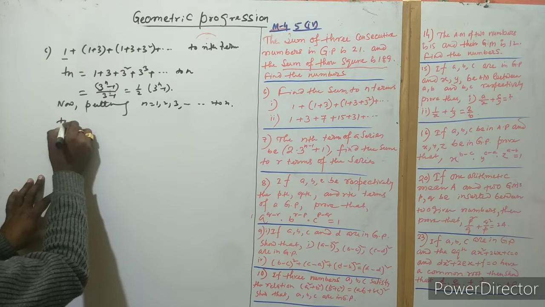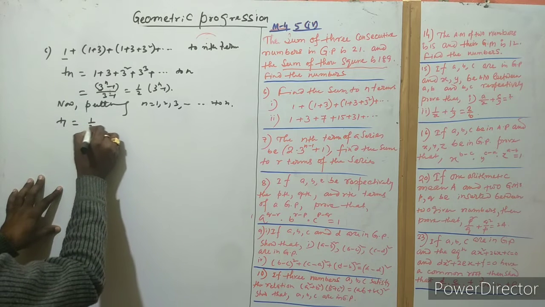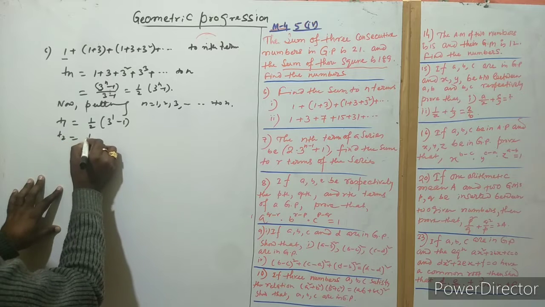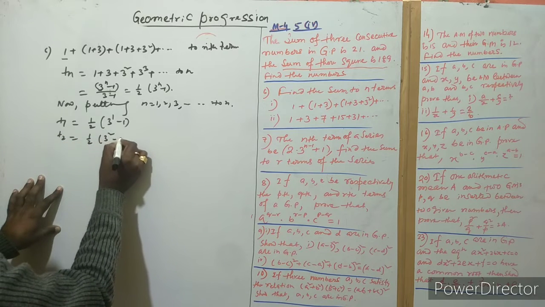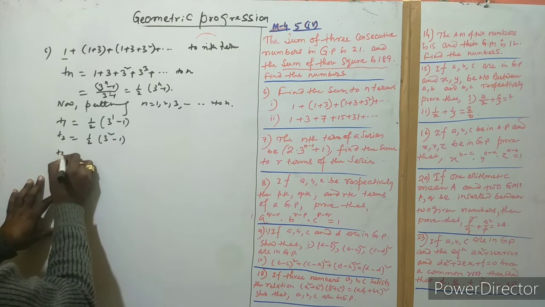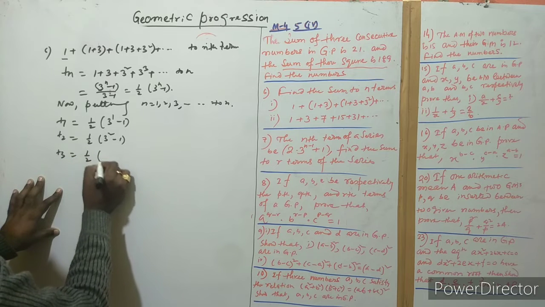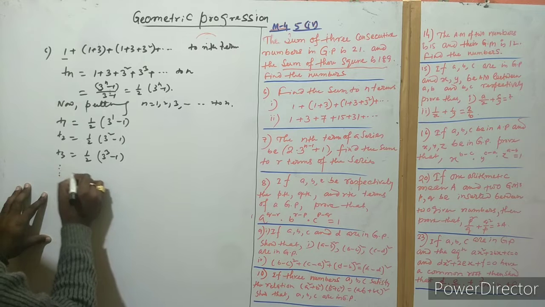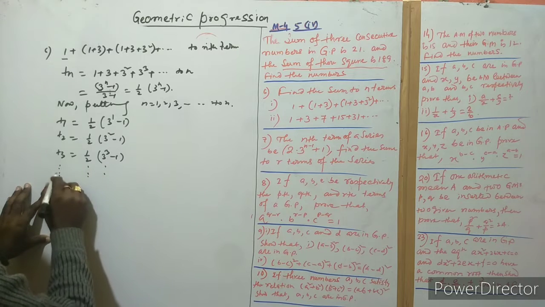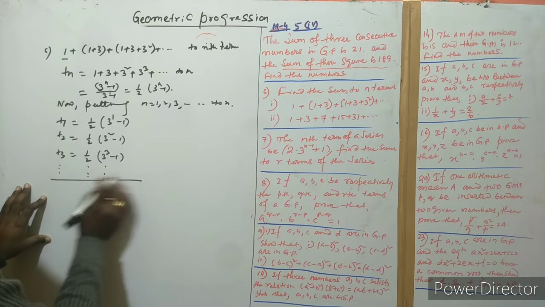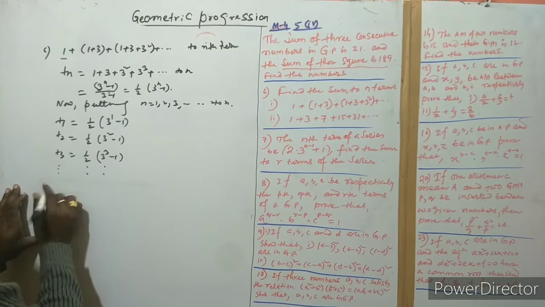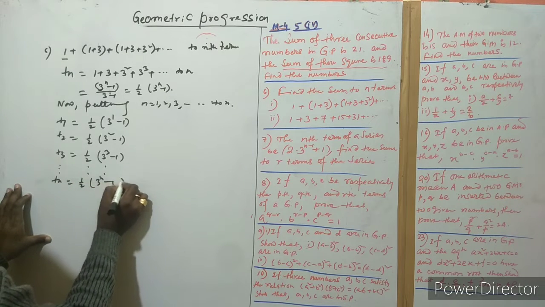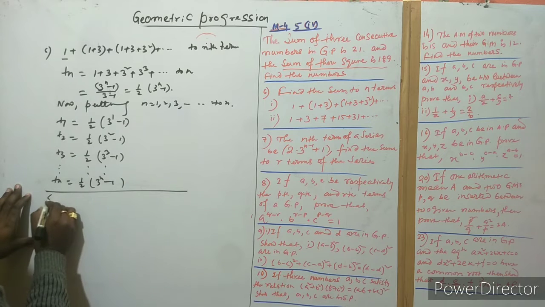Okay, now this is T1. Actually this is half of 3 to the power 1 minus 1, and this is T2, half of 3 to the power 2 minus 1. That is 3 square. This is half of 3 cube minus 1. Okay, Tn is 1 by 2 times 3 to the power n minus 1. Then the sum, this is n.